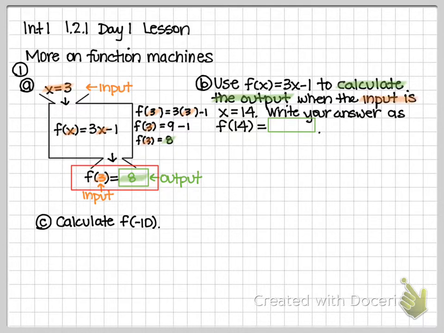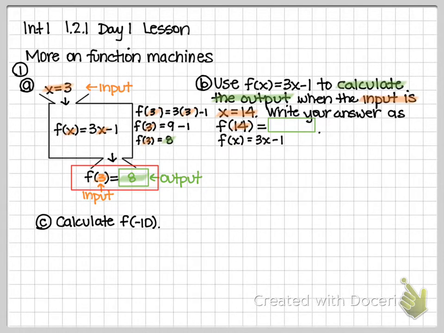The input is 14. You'll notice that if you look at the question at the bottom, the 14 is already put inside the parentheses for me, which is good. Remember, the input is going to be inside those parentheses. So what I'm going to do is copy down the function. So f of x is equal to 3x minus 1. I'm just going to bring it over here with me.